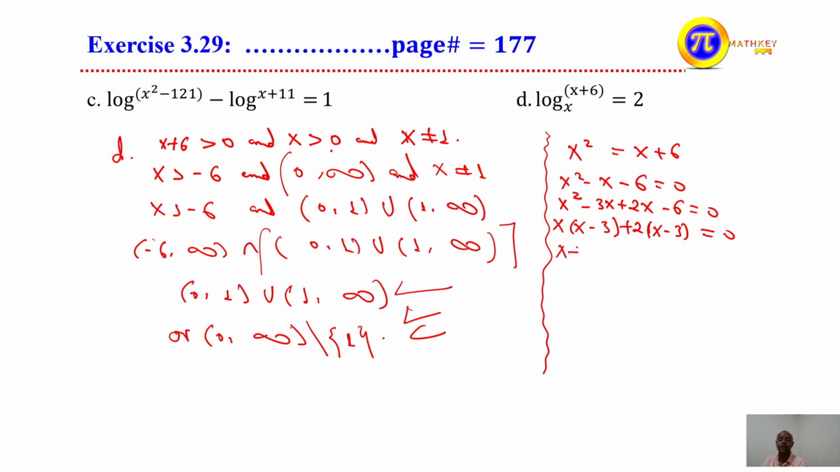Then this is x plus 2 times x minus 3 is equal to 0. What are the zeros of this? x is equal to negative 2, or x is equal to 3. So we have to consider the interval that we have. x equal to negative 2 is not in our universe or domain. So the only value that we have is x equal to 3, the only solution in our domain, since 3 is between 1 and positive infinity.